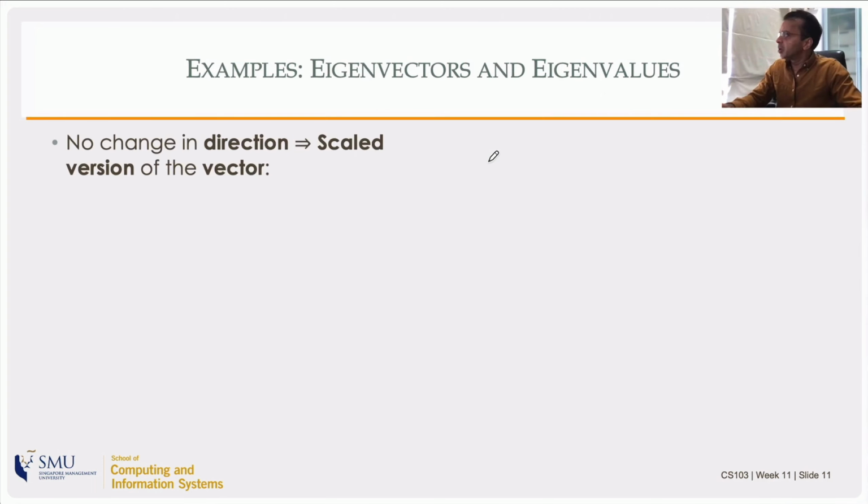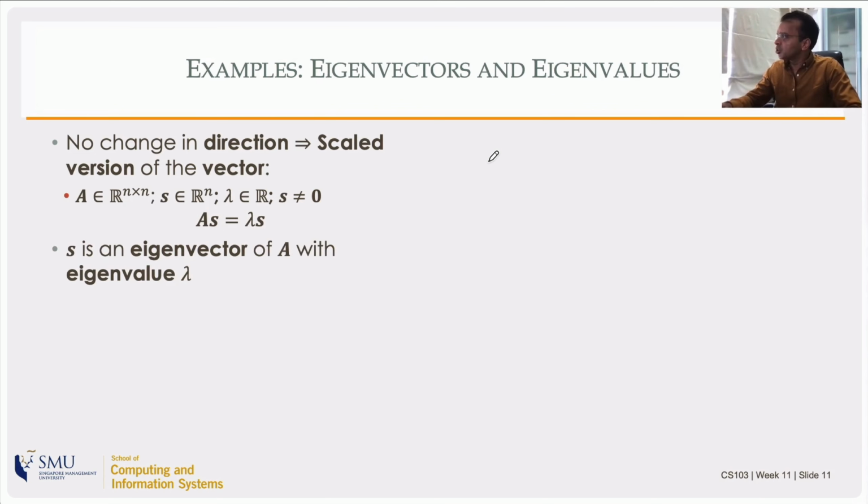So let's think about what no change in direction means. That means what you're getting is a scaled version of the vector. In other words, suppose you take a vector S and a square matrix A, and you apply the matrix to the vector S and you get a scaled version. Let's call the scaling factor lambda. So you get AS, the application of the matrix on the vector S, equal to lambda times S, where lambda is a real number, a member of R. So are there vectors like that? Those vectors are called eigenvectors, and the corresponding value lambda is called the eigenvalue. That's the definition. Let's look at a few examples before we proceed.